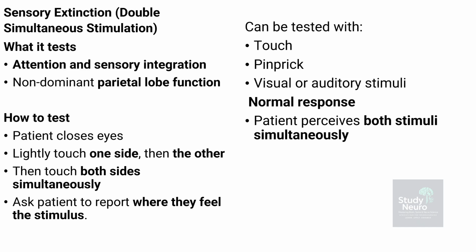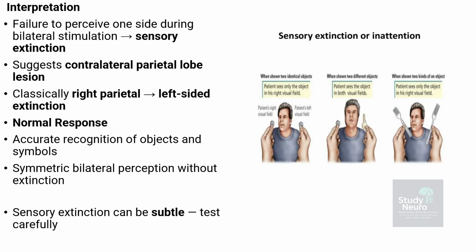The key step is then applying the stimulus to both sides at the same time and asking the patient to describe where they feel it. This can be done using pinprick or even visual stimuli. A normal response is the perception of both stimuli simultaneously, with symmetrical awareness on each side. Sensory extinction is present when the patient correctly detects unilateral stimulation but fails to report one side during bilateral stimulation.